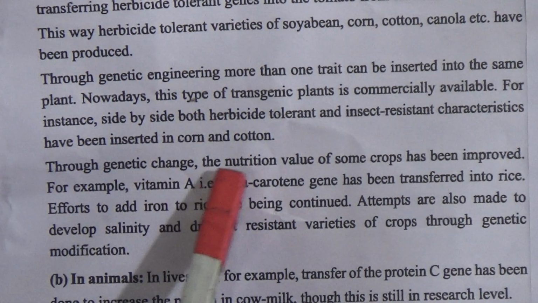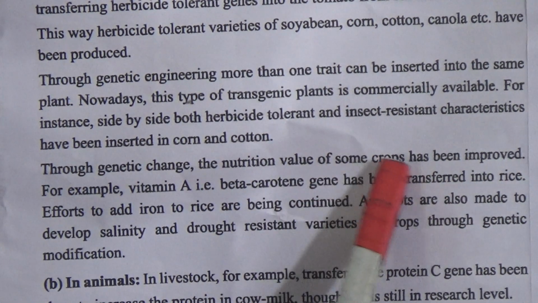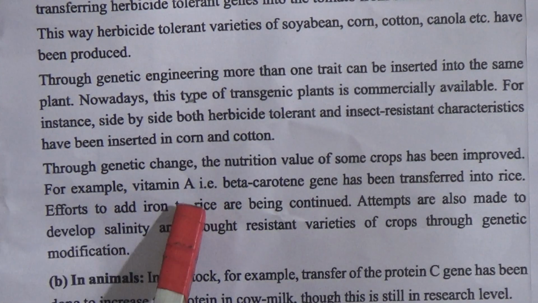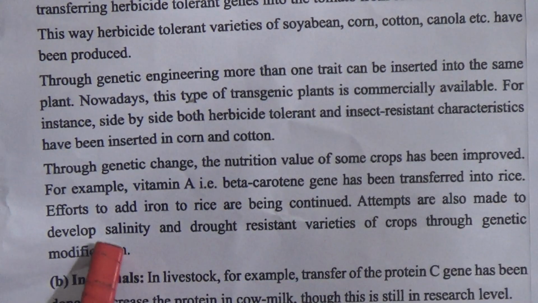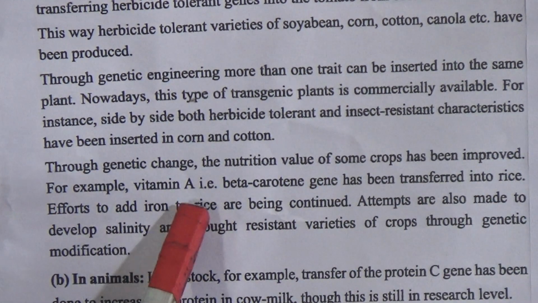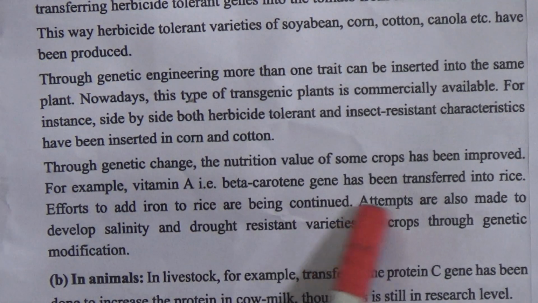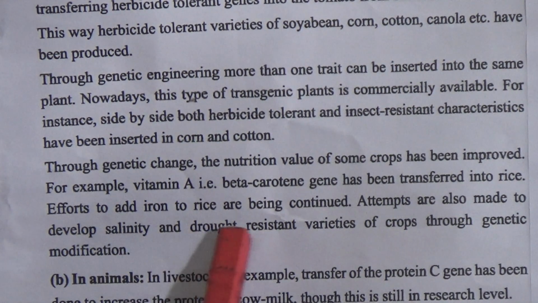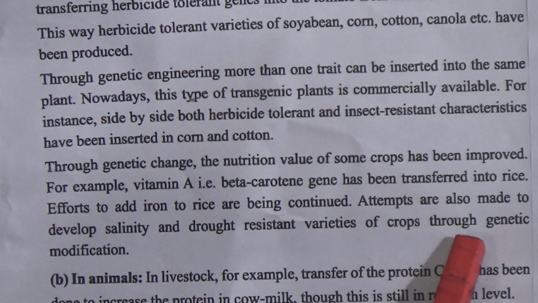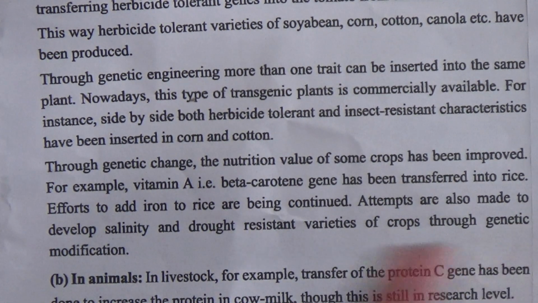Through genetic change, the nutrition value of some crops has been improved. For example, the vitamin A beta carotene gene has been transferred into rice. Efforts to add iron to rice are being continued. Attempts are also made to develop salinity and drought resistant varieties of crops through genetic modification.